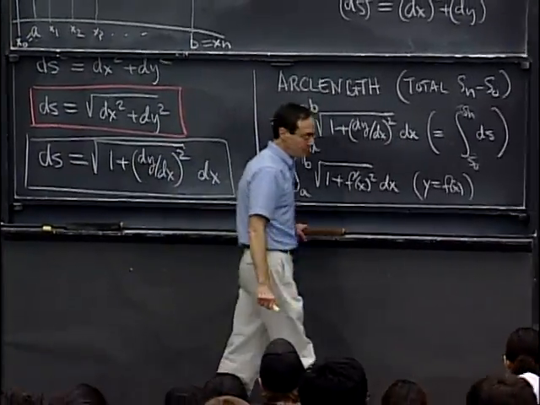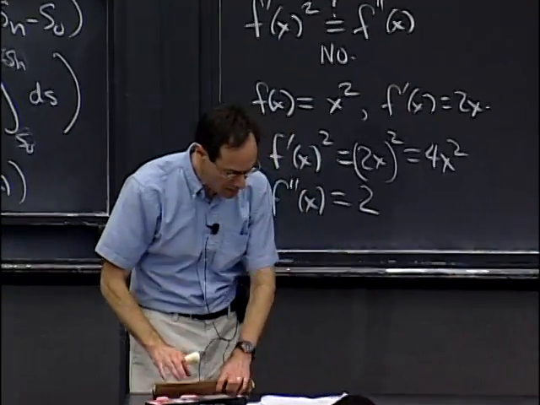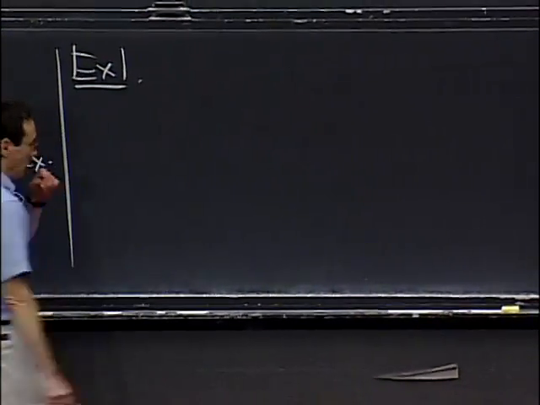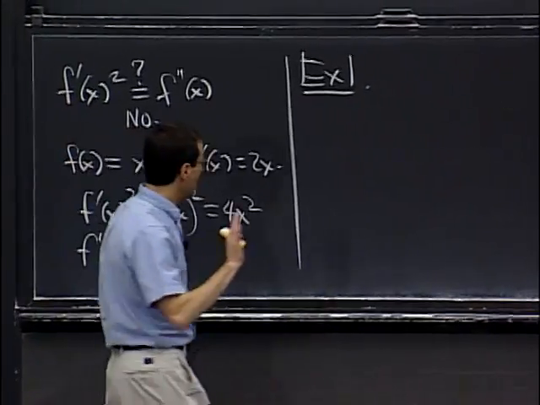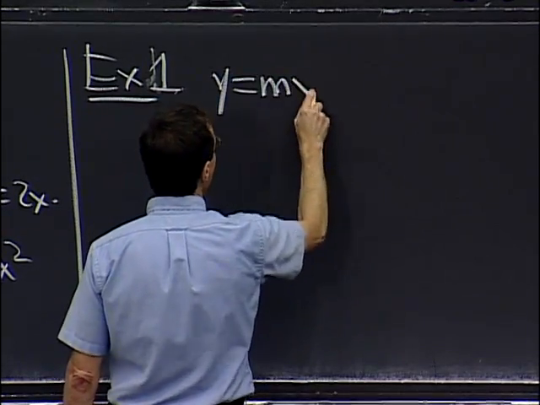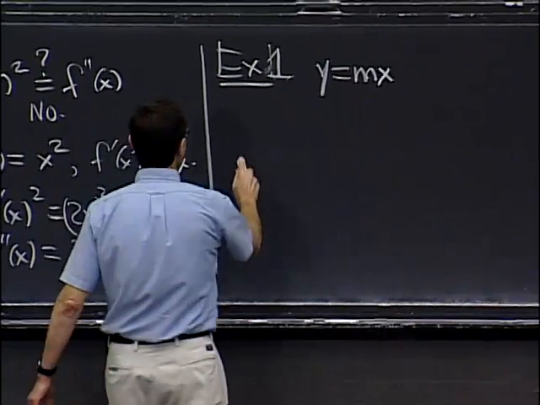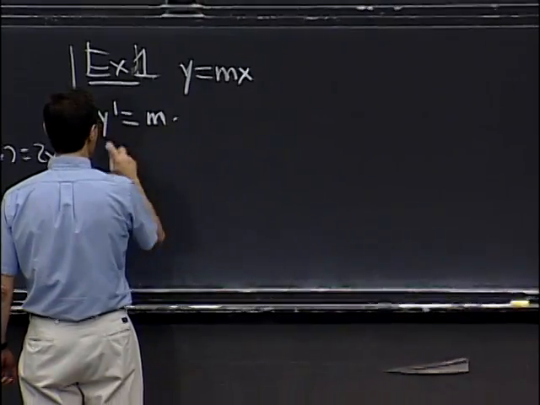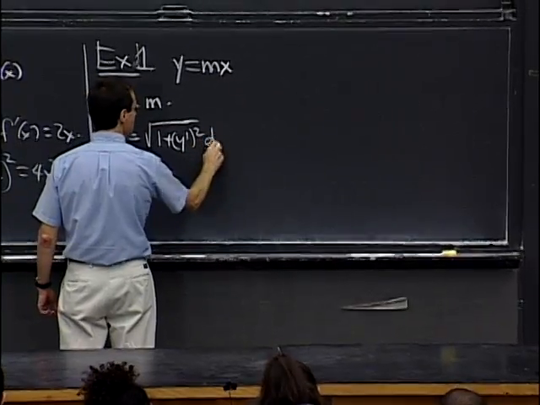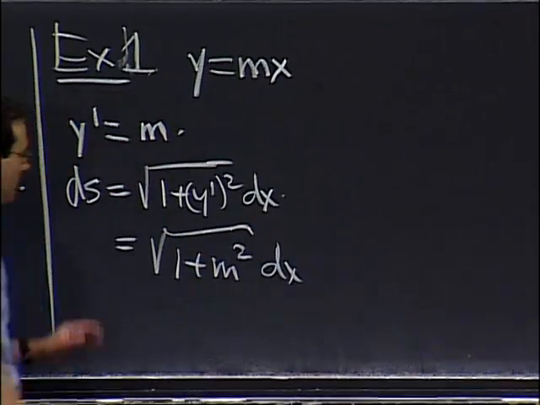All right. So now I need to give you some examples, and my first example is going to be really basic, but I hope that it helps to give some perspective here. So I'm going to take the example y is equal to m times x, which is a linear function, a straight line. And then y prime would be m, and so ds is going to be the square root of 1 plus y prime squared dx, which is the square root of 1 plus m squared dx. All right?